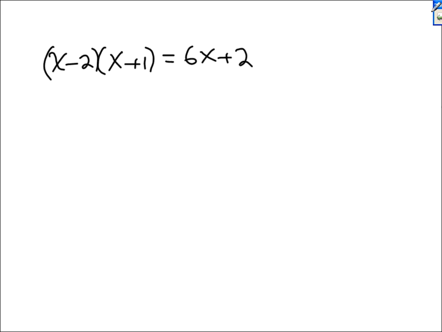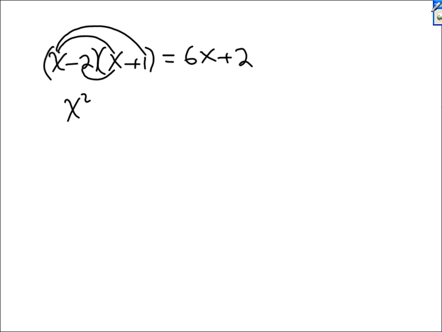Alright, let's suppose you have this problem. You have x take away 2 times x plus 1, and this is equal to 6x plus 2. This is a quadratic equation. You have to get it equal to 0. So we'll FOIL out the left side. X times x is x squared. You add 1x, but you take away 2 x's.